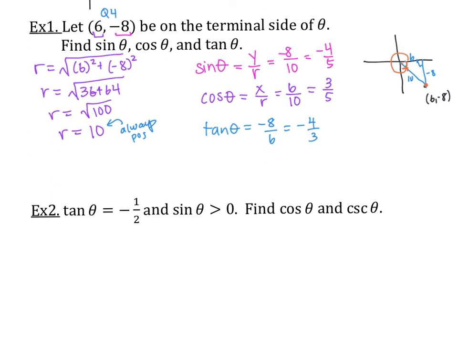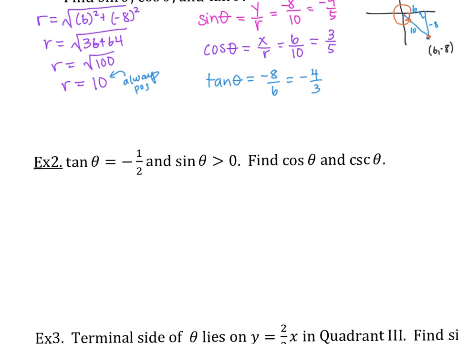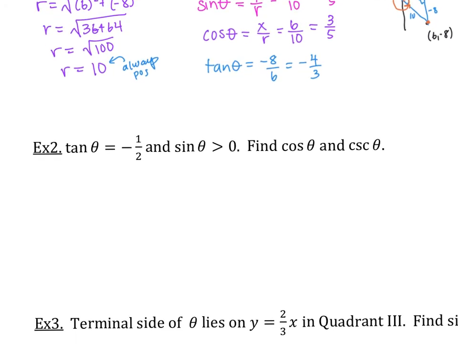Example 2 is going to be similar to problems we've already done before, where you're given the sine, cosine, or tangent, and then it's going to be up to you to find the other ones. But we do have to consider the quadrants and the positive and negative signs now that we've left quadrant 1. So for example 2, it tells me that the tangent of theta is negative 1/2, and the sine of theta is greater than 0. It wants me to find the cosine of theta and the cosecant of theta. Let me consider what I know so far. I know that tangent is y over x.